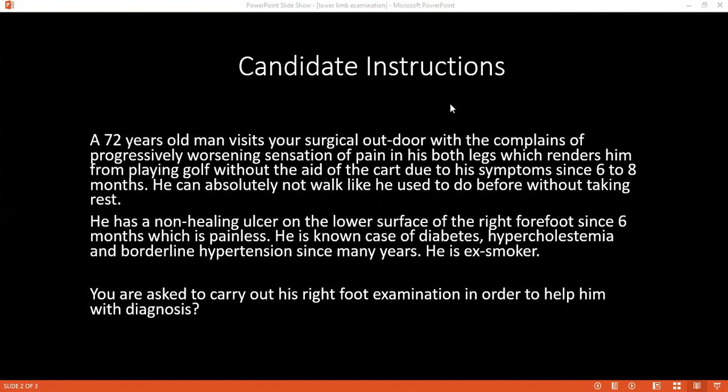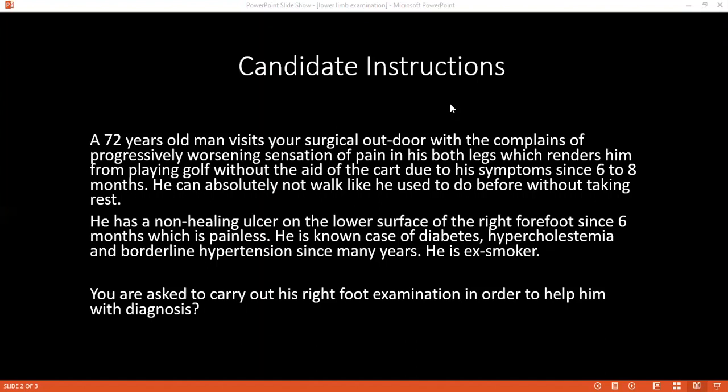Okay, what are your differential diagnoses for this patient? My differential diagnosis will include diabetic foot ulcer. What investigations would you carry out to confirm your diagnosis?